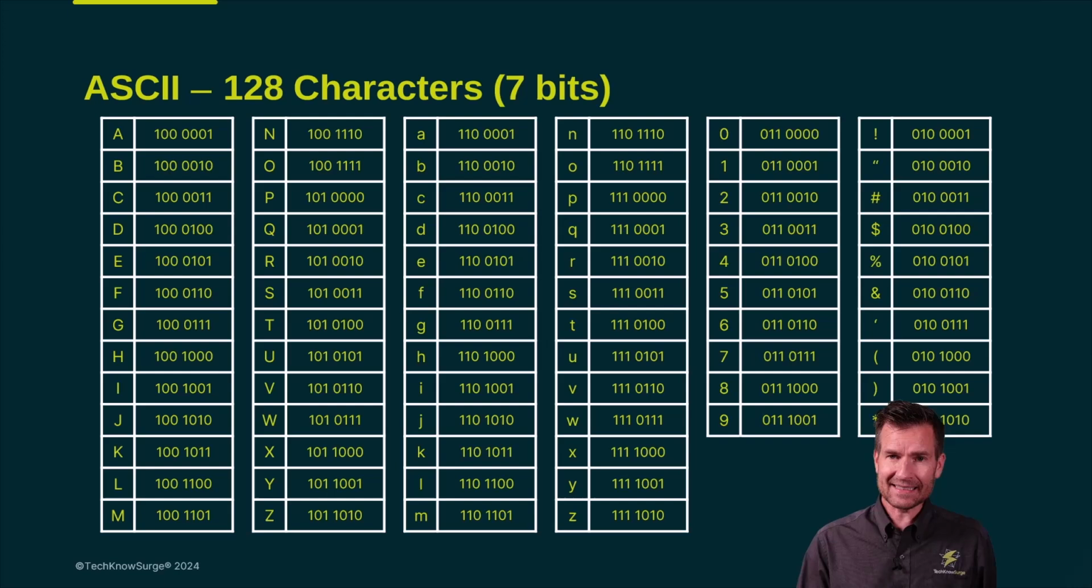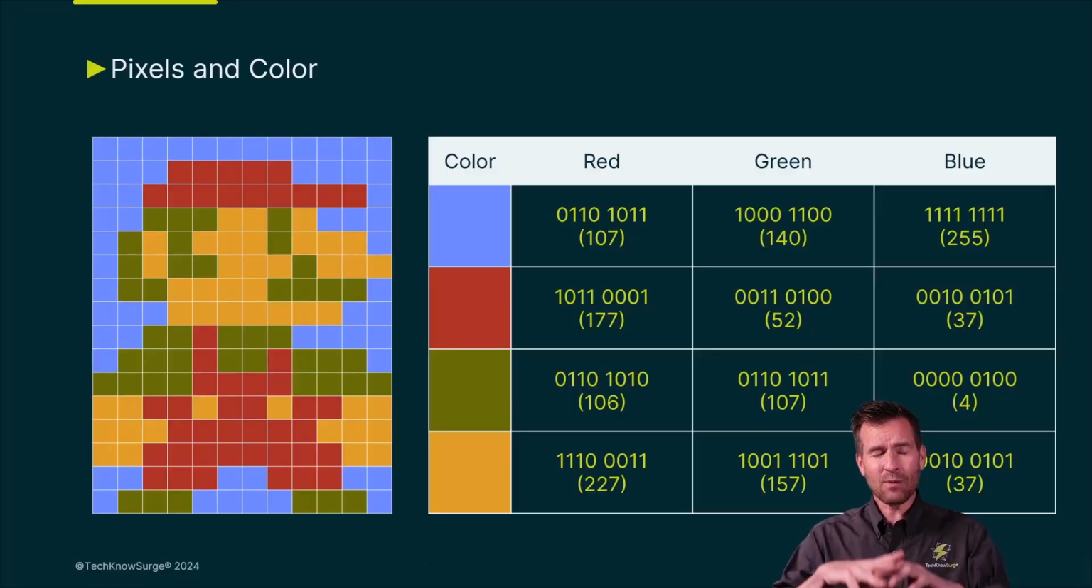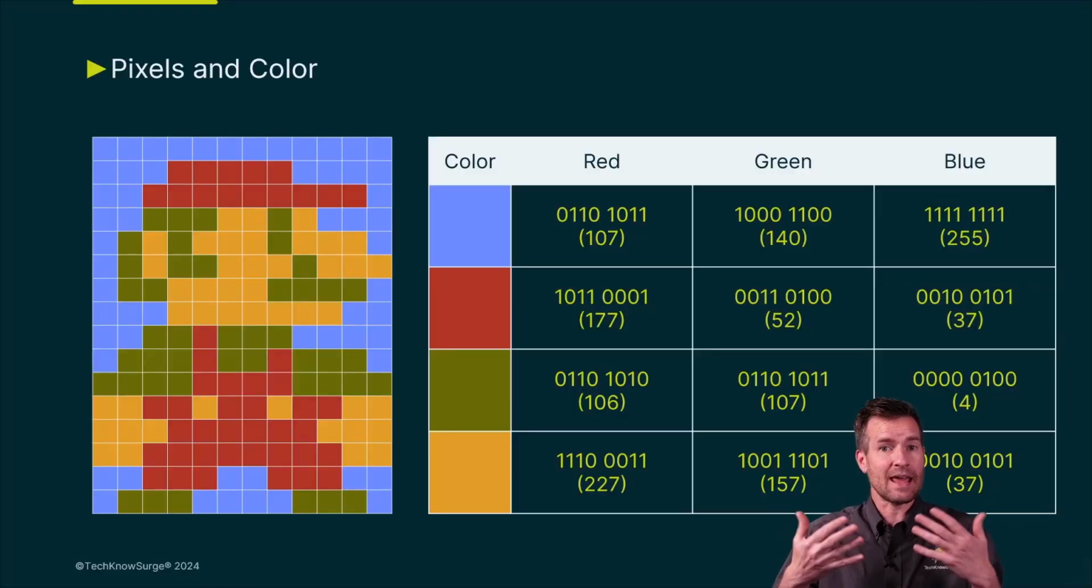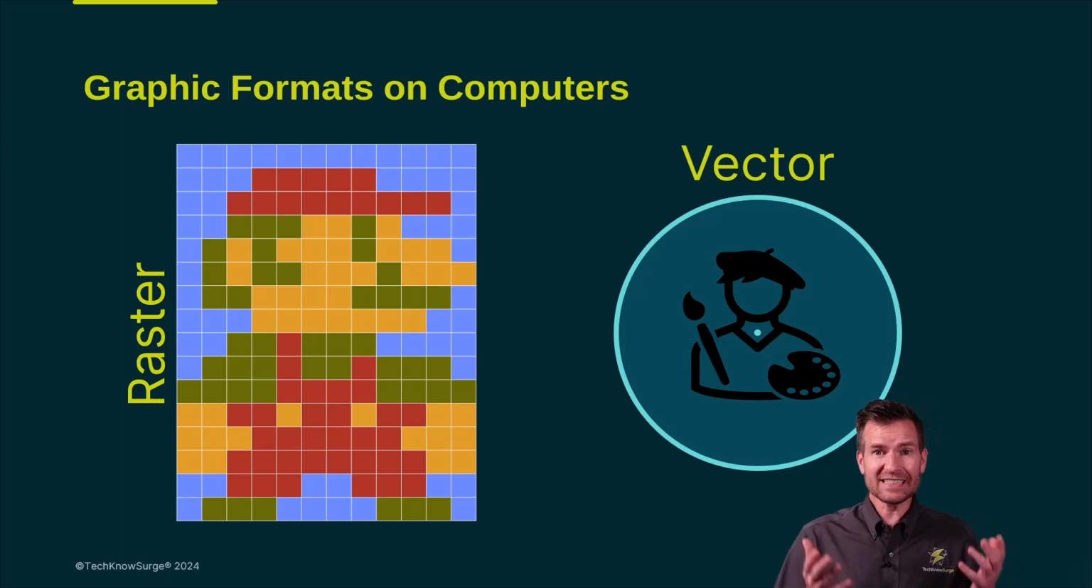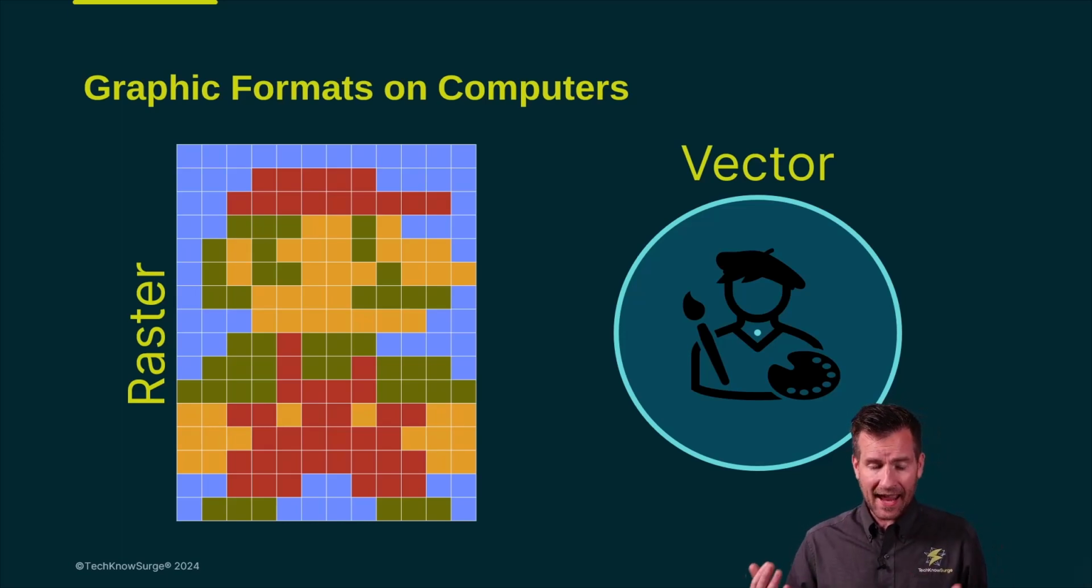For instance, ASCII represents different characters using 7 bits. And we'll get into how we can represent different colors of a pixel and how we use those pixels to create a picture. And how pixel art isn't the only type of graphics out there. We have both raster and vector graphics, and we'll talk about the difference between the two.